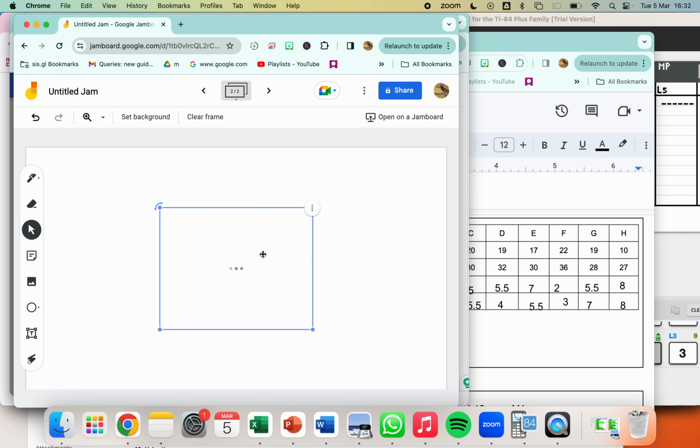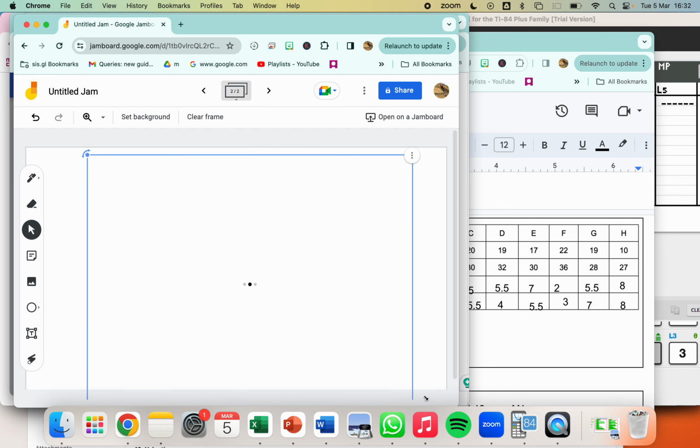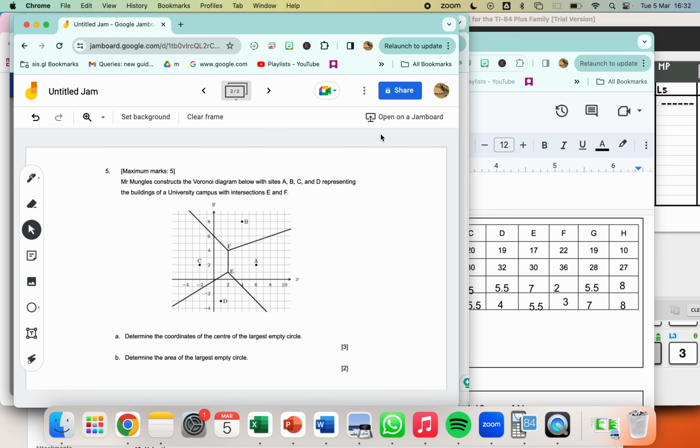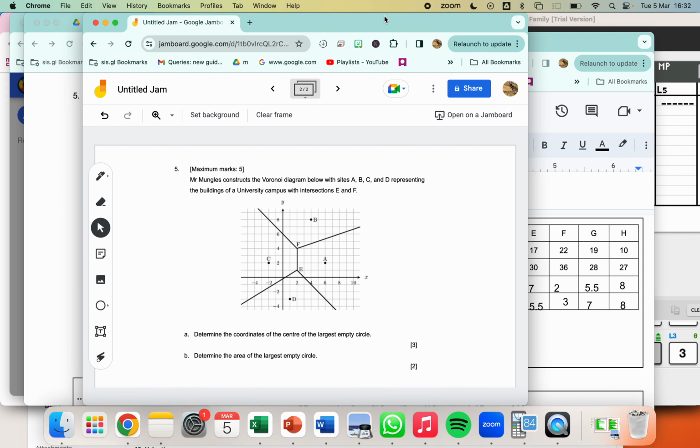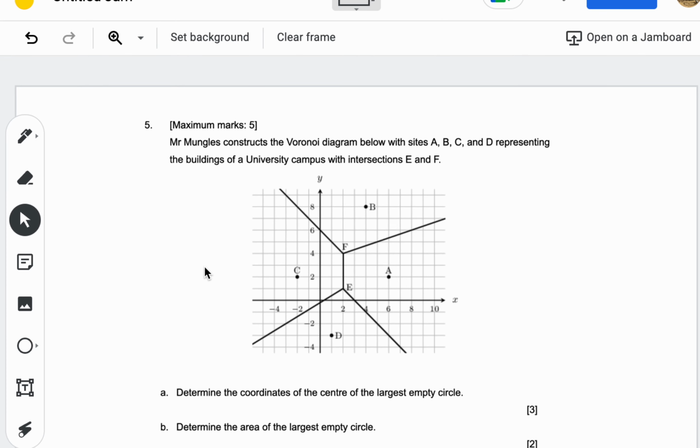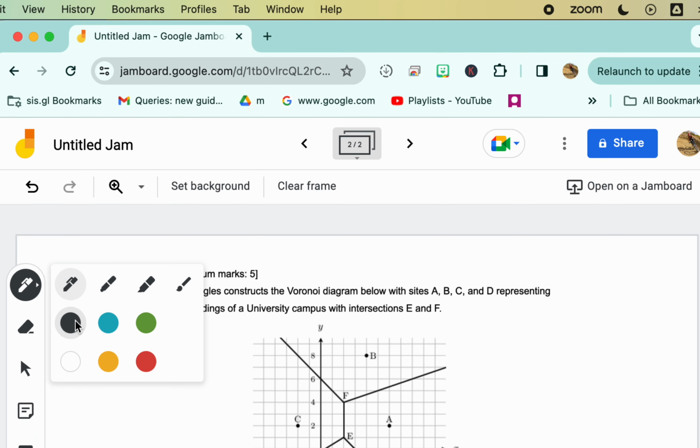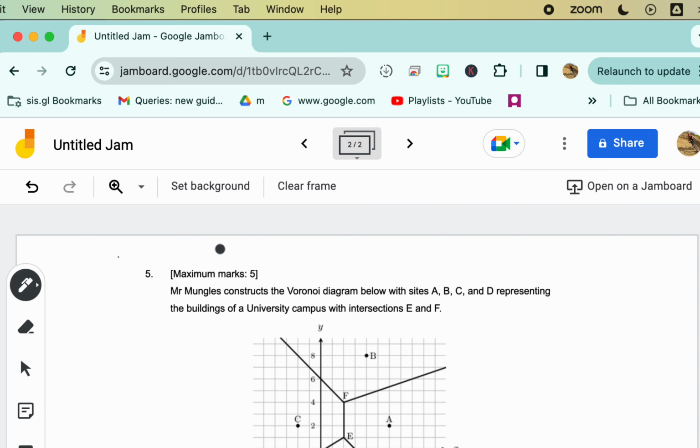We are going to have a study of the diagram. What does largest empty circle actually mean? Well, we have gone over this multiple times in class. So we are going to get a pen. This is our pen.